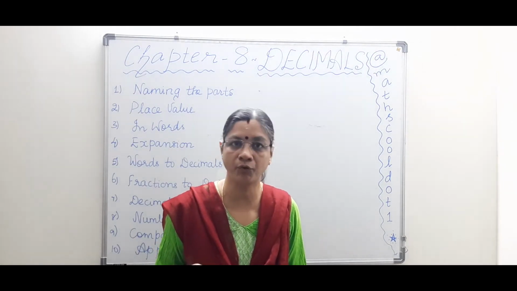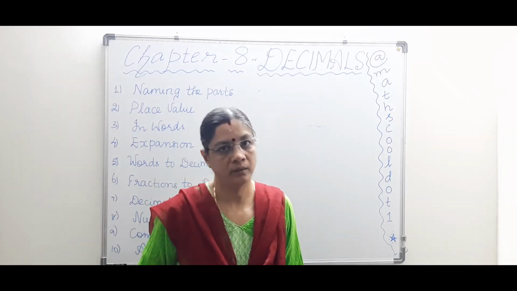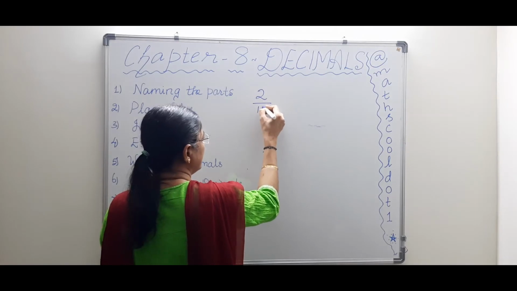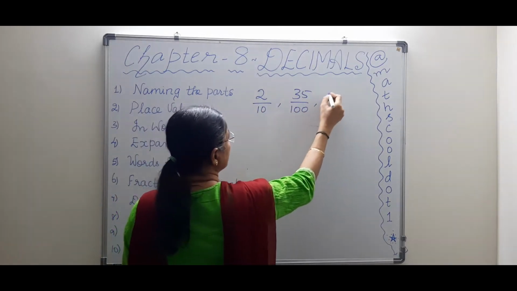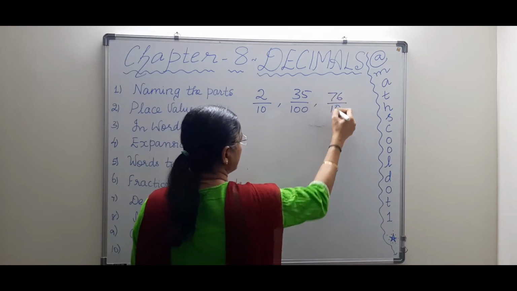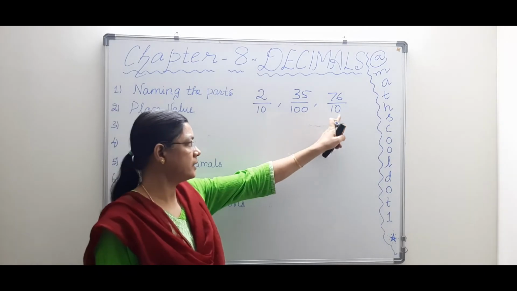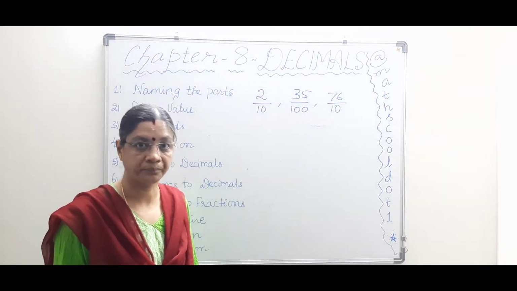That will be easy for you. Then we'll move on to the other denominators. Okay, so now I write 2 by 10, 35 by 100, 76 by 10. So these are the fractions I have whose denominators are multiples of tens. So this will be easy for you.